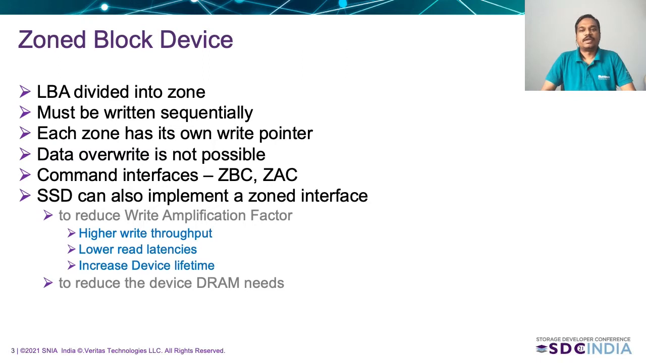We get some benefits when we use zones on conventional storage. Let's see what those benefits are. Using zones on storage reduces the write amplification factor. Write amplification factor means the host writes data on the zone once, but due to garbage collection or block movement, that data gets written within the disk multiple times. That's called write amplification. With a reduction in write amplification factor, we get higher write throughput, lower read latencies, and it increases the device lifetime. Also, in terms of SSD, the DRAM needs can be reduced. That is all about the basics of zone block device. Let's move to the next slide.